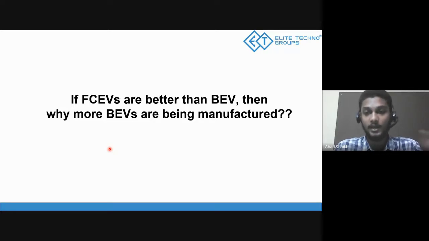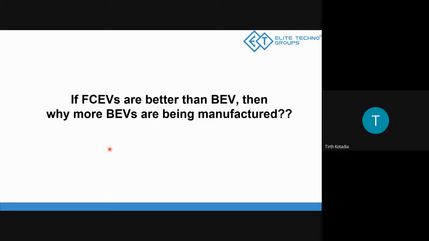If we all are aware of the advantages of fuel cell electric vehicles, and we know that battery electric vehicles are not in competition with fuel cell electric vehicles, then why are manufacturers still going for battery electric vehicles and not trying to manufacture fuel cell electric vehicles? Just a few of them are doing it. So what could be the possible reason from your perspective?